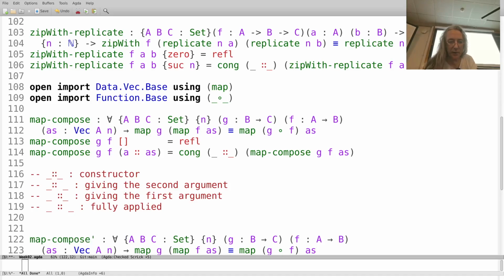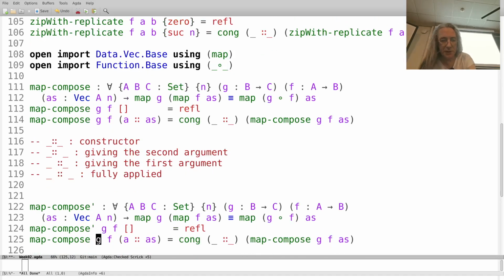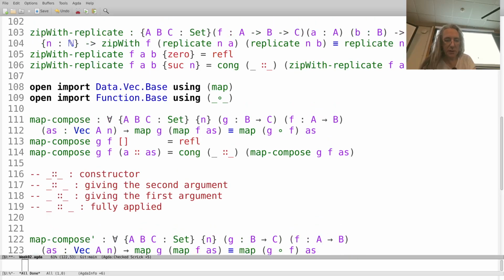Map compose prime. So first of all, change the names. Right. Now. Okay, fine.